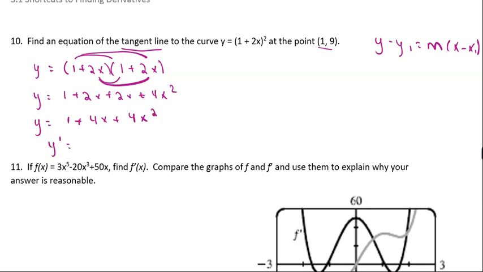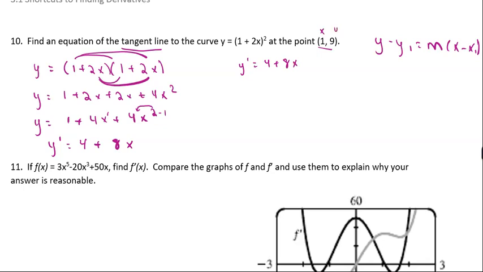The derivative of 1 is a constant. So the derivative of 1 is 0. The derivative of 4x, x is technically to the first power. Bring down your power. So 4 times 1 is still 4. And then x to the 1 minus 1 would be x to the 0. So that's just 4. Plus 4 times 2 is 8. x to the 2 minus 1 is 1. So 8x. So we've got our derivative. Now we have a point. So y prime equals 4 plus 8x.